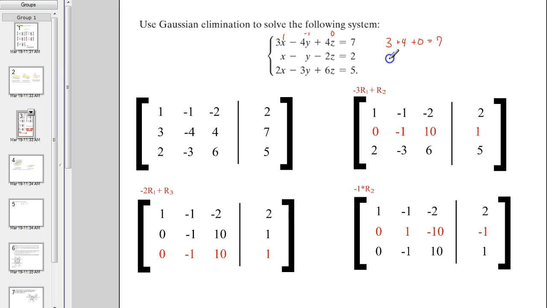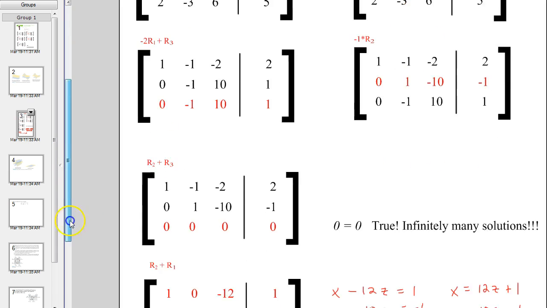The second equation: 1 minus negative 1 would be plus 1, minus 2 times 0 does equal 2. All right, and then 2 times 1 is 2, minus 3 times negative 1 is plus 3, plus 6 times 0 is 0, equals 5. So that 1, negative 1, 0 works. It's one of the solutions to the system.